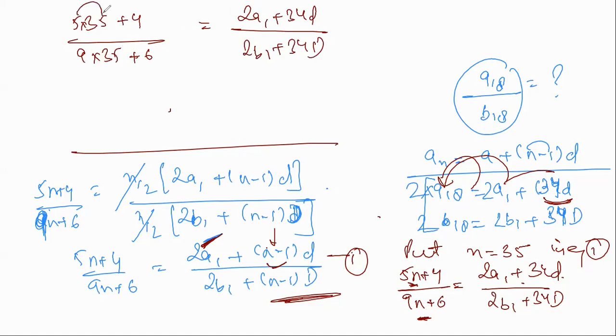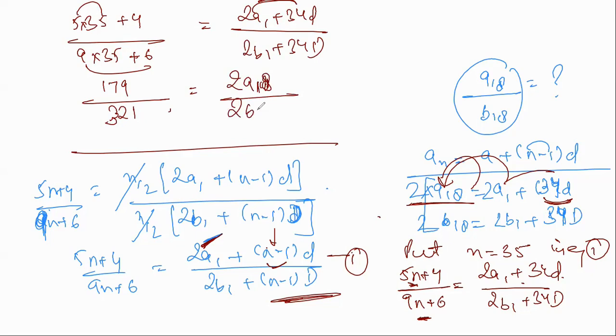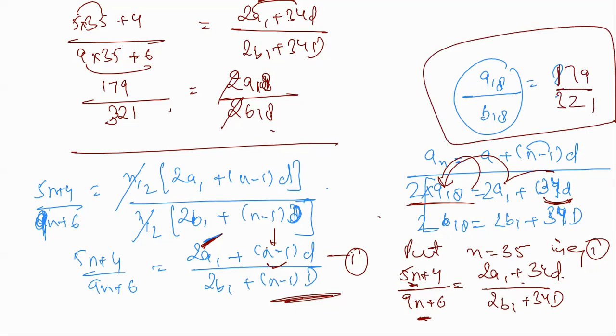So multiply it. It will be 175, and 175 plus 4 is 179. Similarly, when you solve this one, it will be 315 plus 6, which is 321. Okay, that is equal to, now what is the value of 2A1 plus 34D? That is equal to 2 of A18, and here it will be 2 of B18. The 2 cancels out. So the ratio I got for A18 by B18 is 179 by 321. So this is the final value we got as the ratio of A18 and B18.